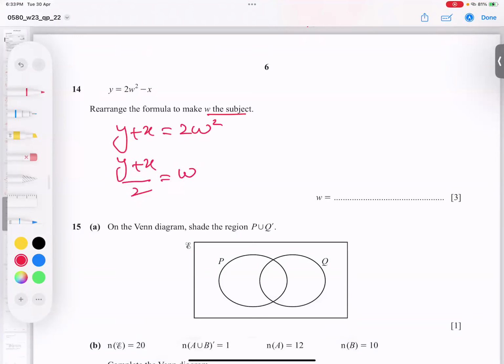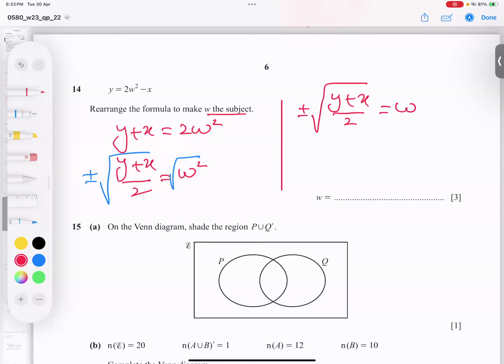I believe you're understanding. And how to get rid of this power 2? I will take the root of both sides like this, and I'm bound to put a plus and minus. So I got y plus x by 2, and here plus and minus, and here I got w. If you switch the whole equation, switching means left becomes right and right becomes left, not a single sign will change. This is our final answer.